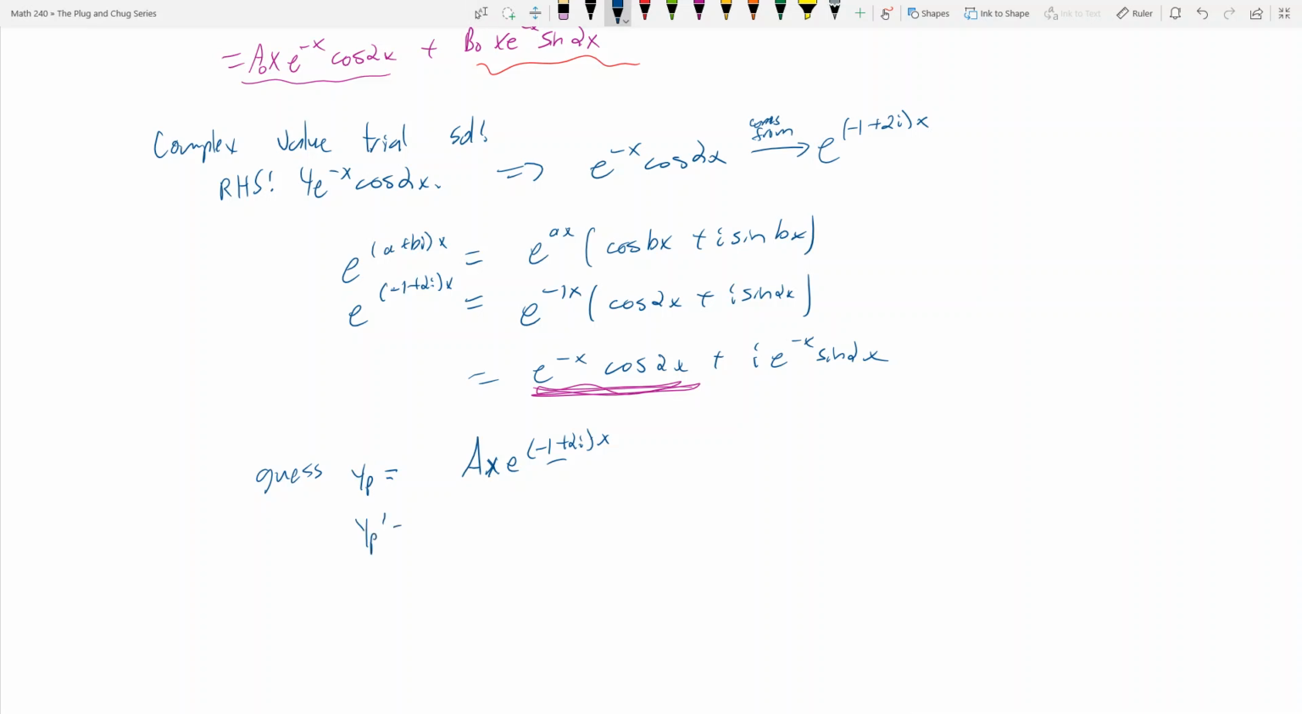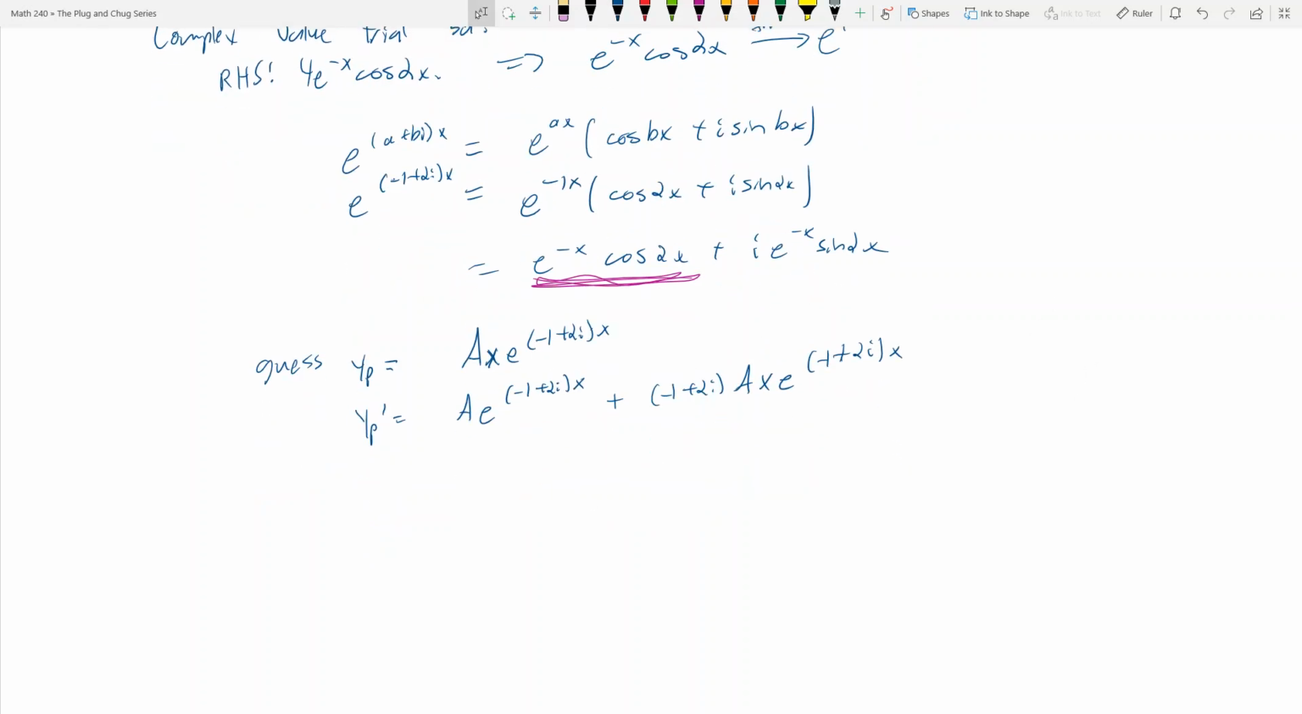So yp prime is equal to what? Okay. So now we take the derivative of x first. And so that's a e to the (-1 + 2i)x. And then now we have to take the derivative of e to the (-1 + 2i)x while holding x constant. And that's not bad, because that's just (-1 + 2i) a x e to the (-1 + 2i)x, right? Not bad because we only have two terms, while on the other one we would have had six, right? In the other solution, in the method of undetermined coefficients.